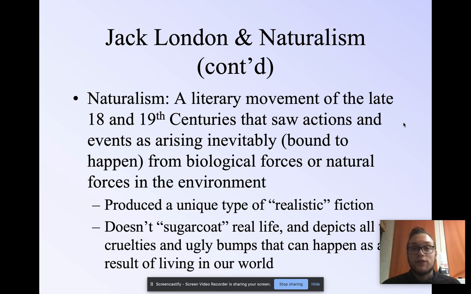A lot of naturalist writers welcomed death as something that happens in their story because, again, death is natural. All right. So they didn't shy away from the ugly or sort of like the unsavory parts of life.